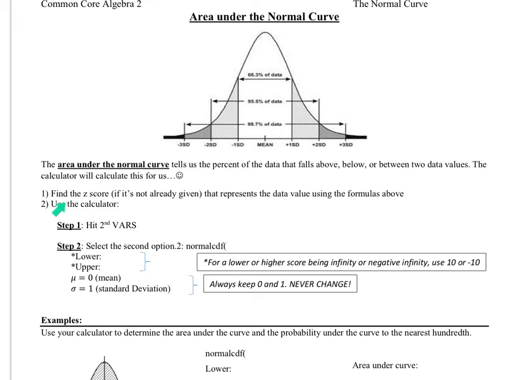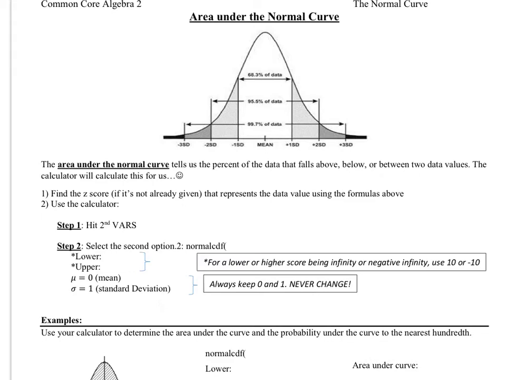Okay, so this is how we do it. We need the z-scores, because we think of our mean as 0 and each standard deviation is 1, 2, 3, etc. So we always need our z-scores. If it's not already given, then we have to use our formula. And then we use our calculator.